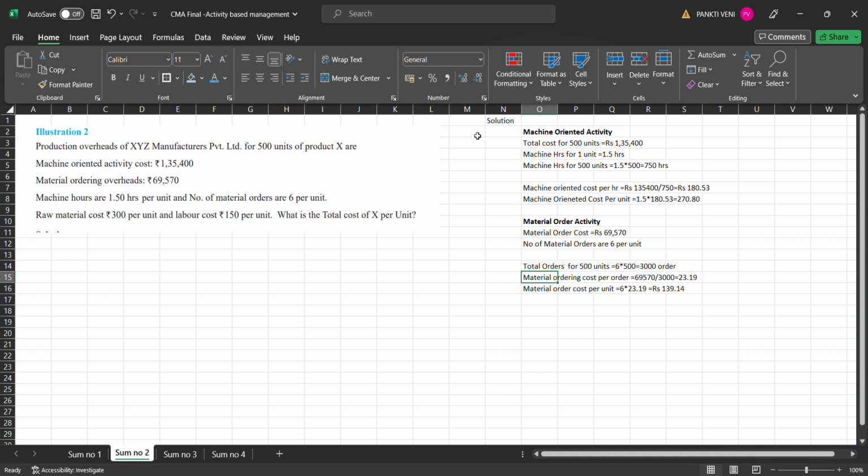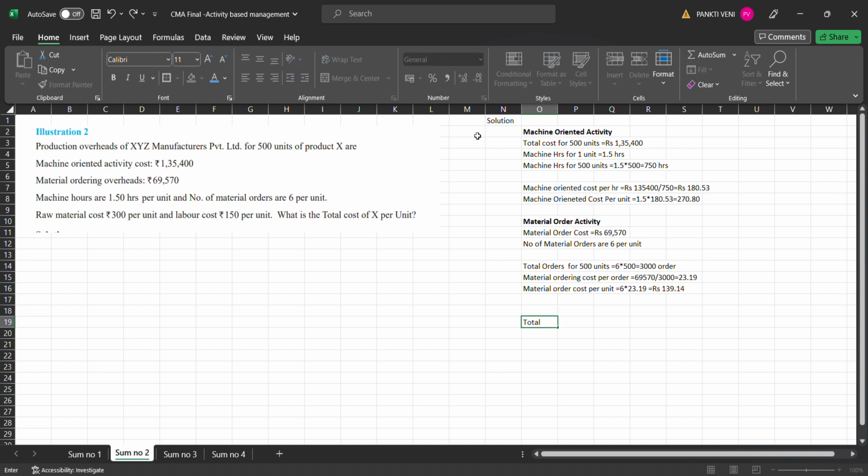3000 ऑर्डर्स करेंगे तभी 500 यूनिट्स आएंगे. तो एक ऑर्डर के पीछे कितना खर्चा है? That is 23.19 रुपीज. ओके, एक यूनिट को ऑर्डर करने के लिए कितना खर्चा है? 139.14. ओके, कॉस्ट पर यूनिट. तो एक यूनिट को 6 टाइम्स ऑर्डर करना पड़ेगा ना. तो 6 इंटू 23.19. Suppose unit 1 is there, I ordered it for 6 times. So 6 times I'm paying 23.19. If I sum it up, I'll get 139.14.